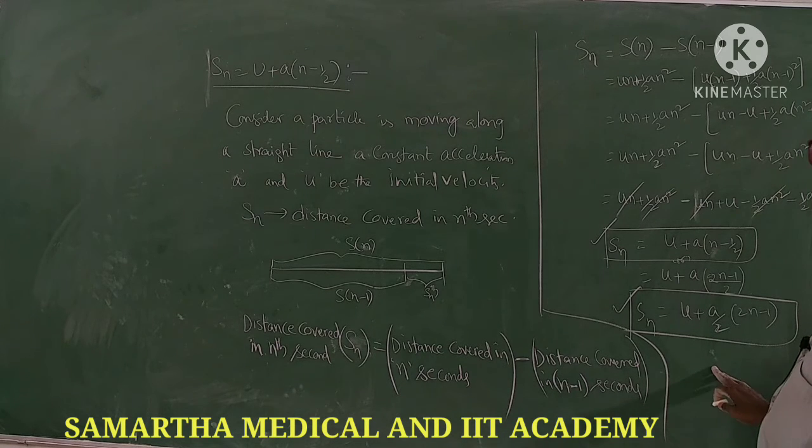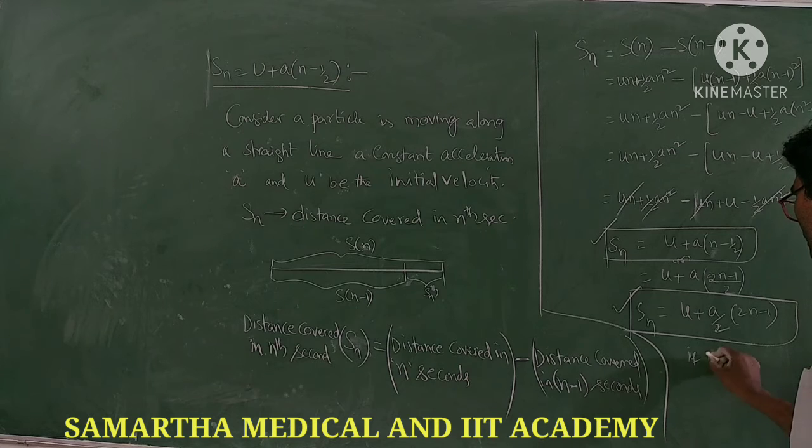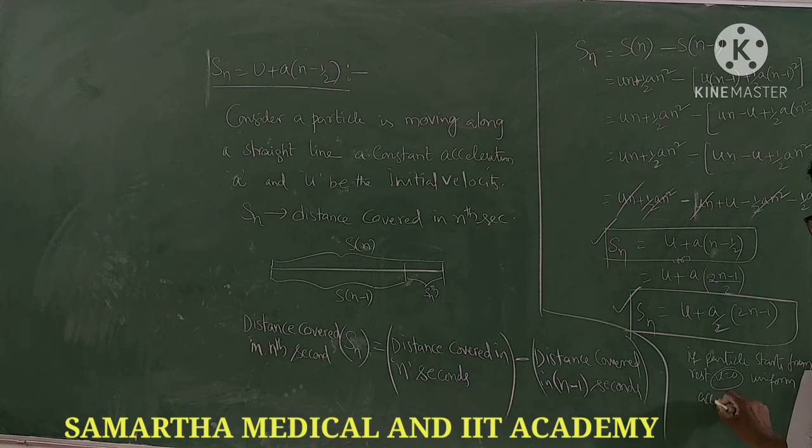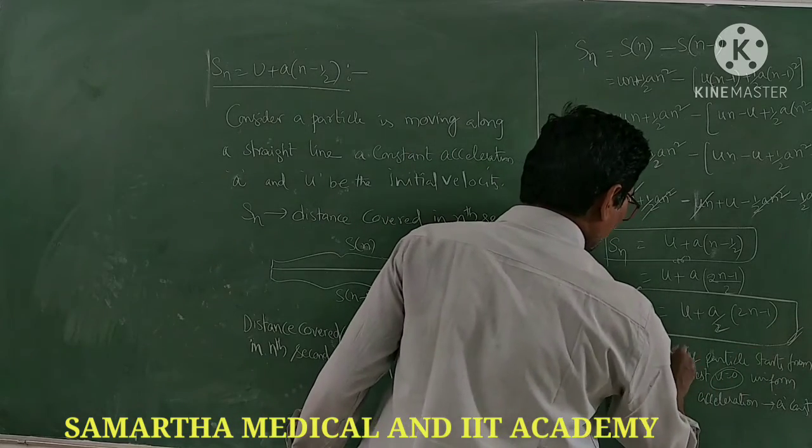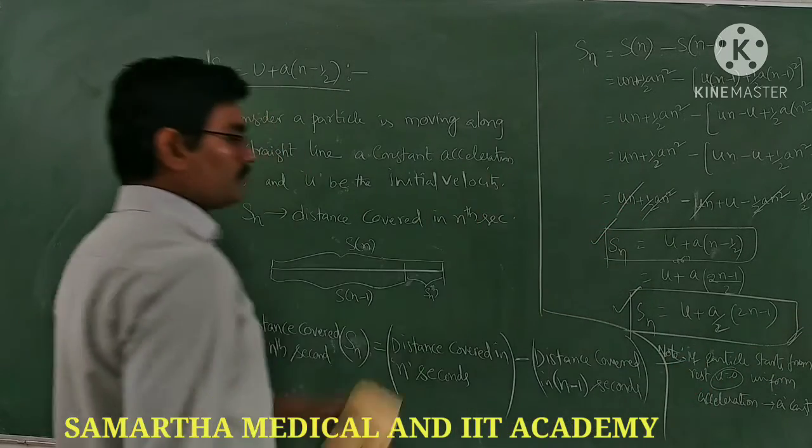Suppose a particle starts from rest and is moving with uniform acceleration. Rest means u is 0, and uniform acceleration means a is constant. So then how does the equation change? Till here was only the derivation, but this is an application, like a note point. For that note point I am going to do it.